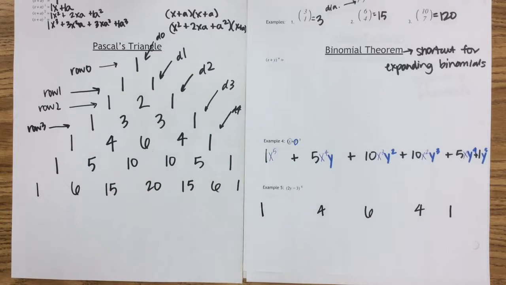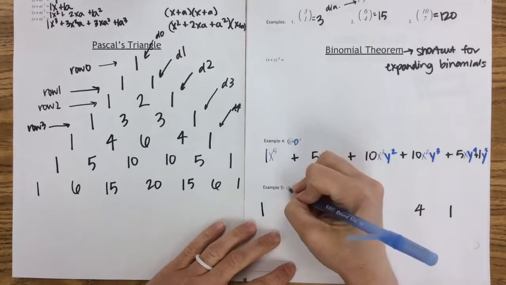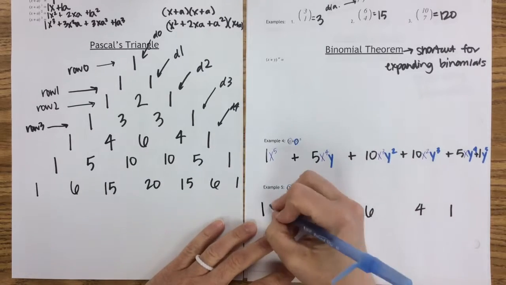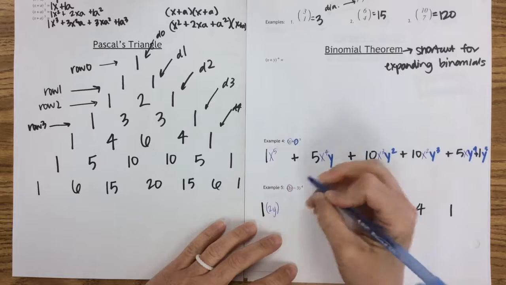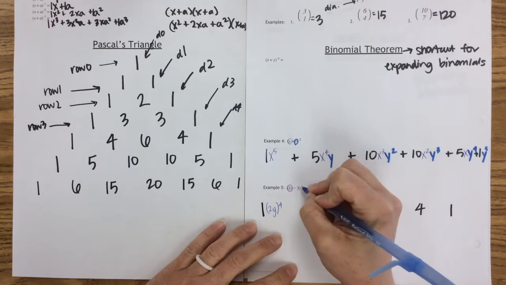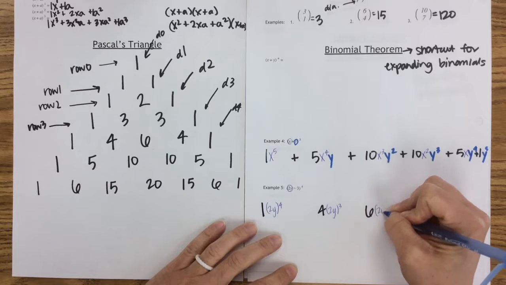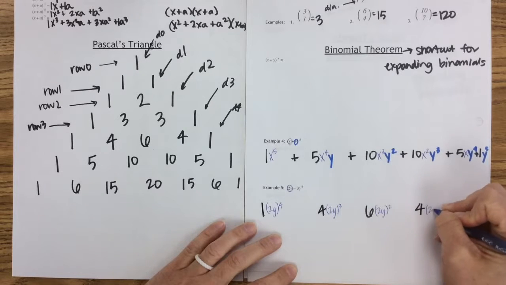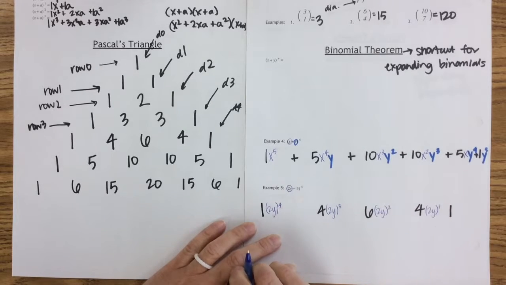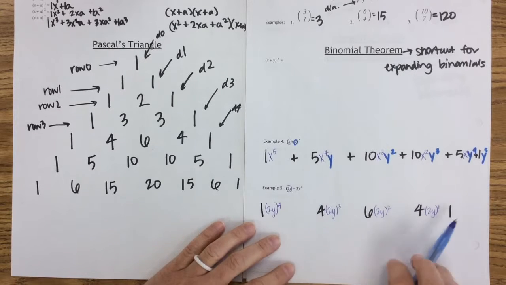Second, I'm going to take the first term in the binomial, which is 2y, and I'm going to write it to the 4th power, because that's a 4, and then the third, and the second, and the first. I actually don't need that 1, because you don't need 1s as exponents, and then you should run out.